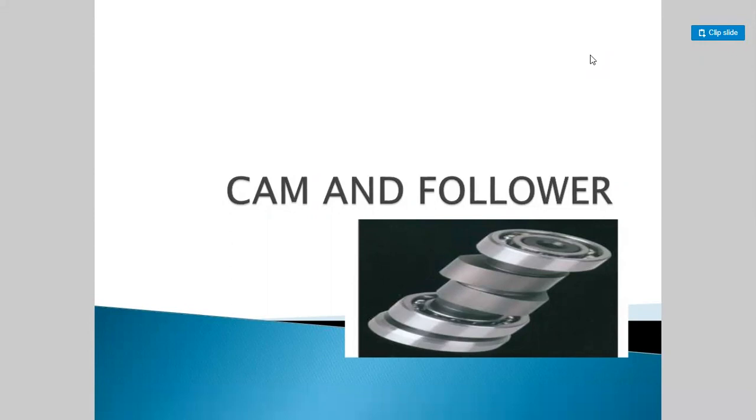Today we are going to study the cam and follower. In our last lecture, we studied the velocity analysis of mechanisms with the help of the relative velocity method. So we had already studied the relative velocity method and the instantaneous center method to analyze the velocity of the mechanisms. Now, the next part of the analysis of mechanisms is the acceleration analysis.